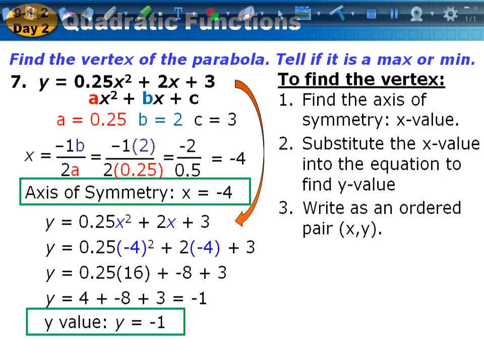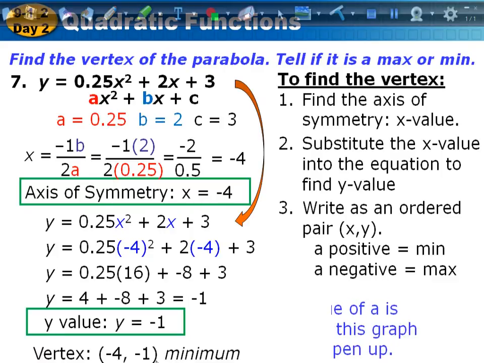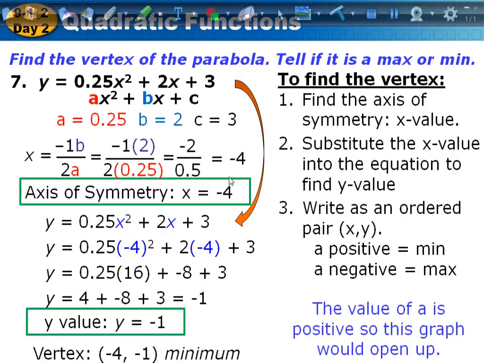So the y value here, y equals negative 1. So that's step 2. Substitute the x value into the equation to find the y value. Part 3 is to write an ordered pair, x and y. So we're going to put parentheses negative 4, comma negative 1. So our x value, comma our y value.